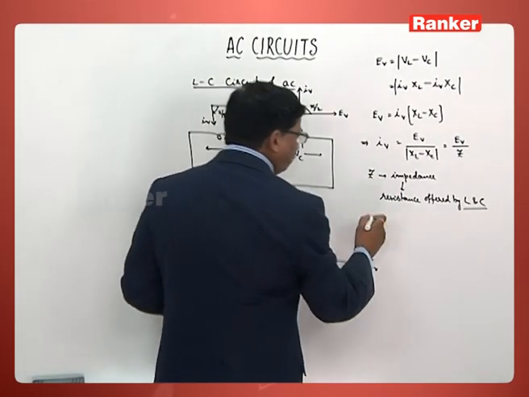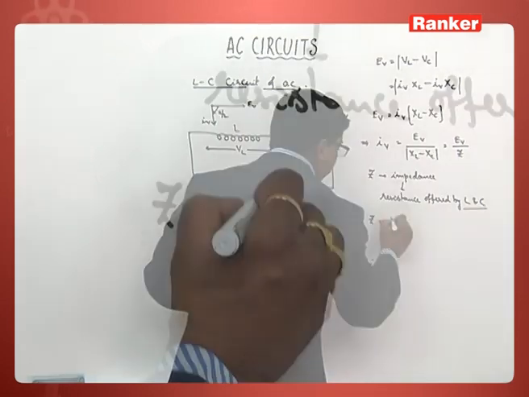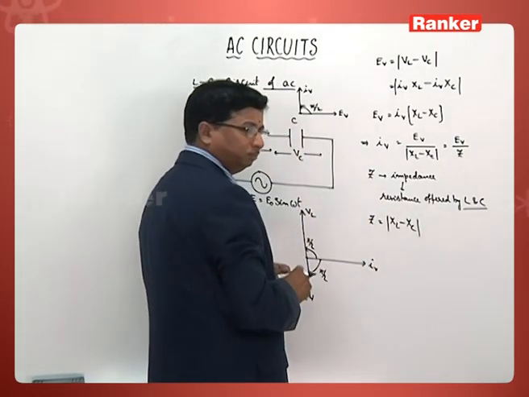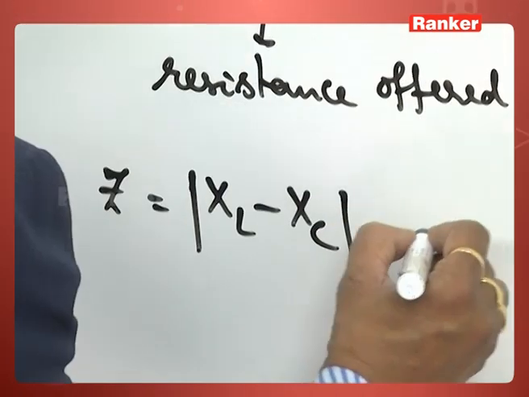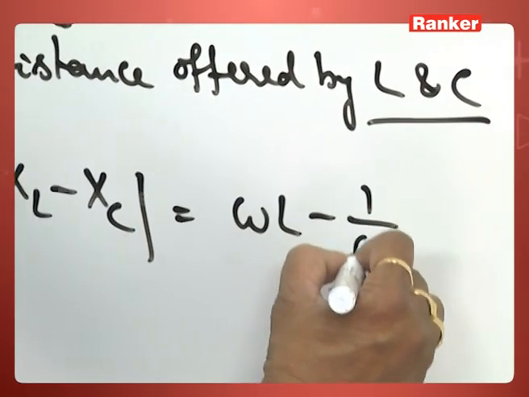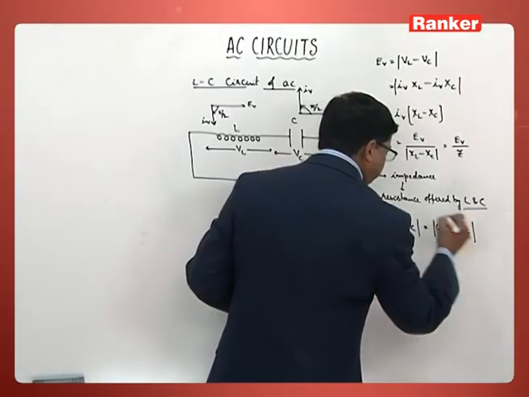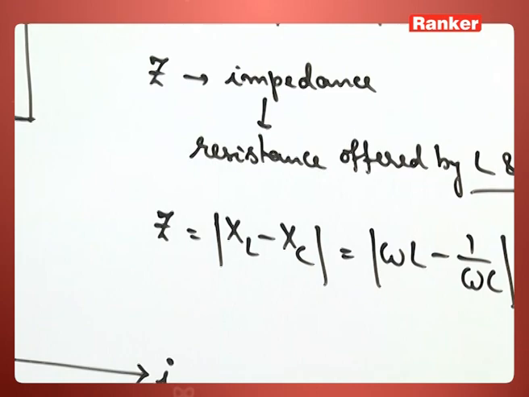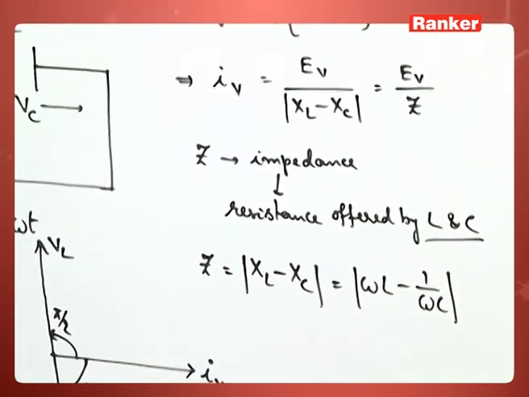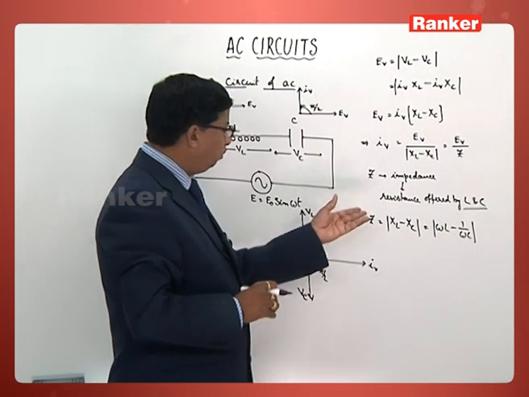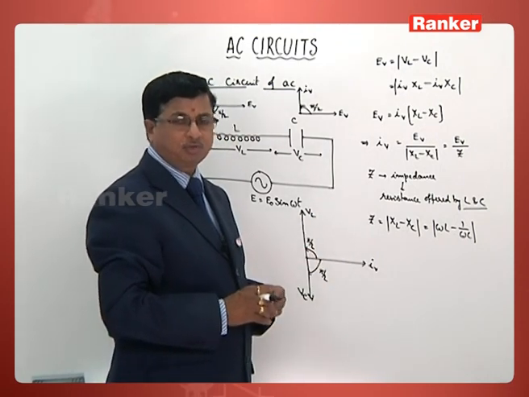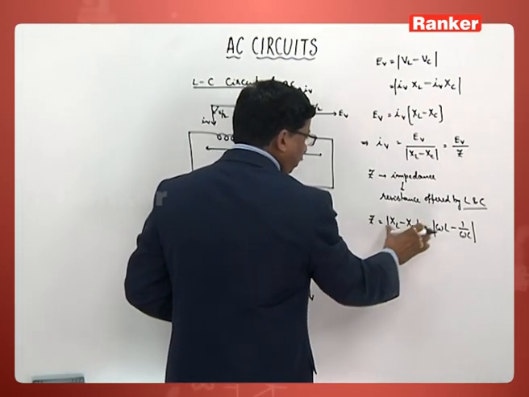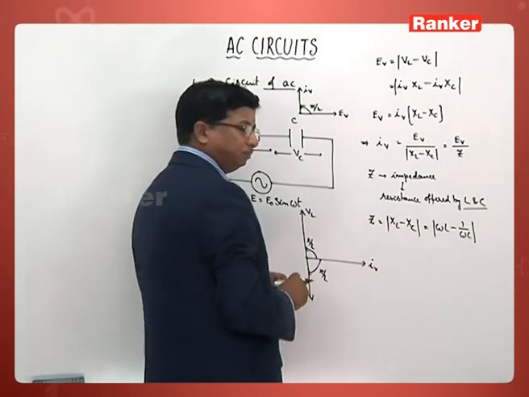So one should understand that the Z value can be written as XL minus XC, the difference of these two. That again you can rewrite as omega L minus 1 by omega C, the difference of these two. So Z is going to have once again the same units and dimensions of resistance. So there is no difference between Z and the general term called resistance. This is the way one can estimate the value of impedance of the circuit.